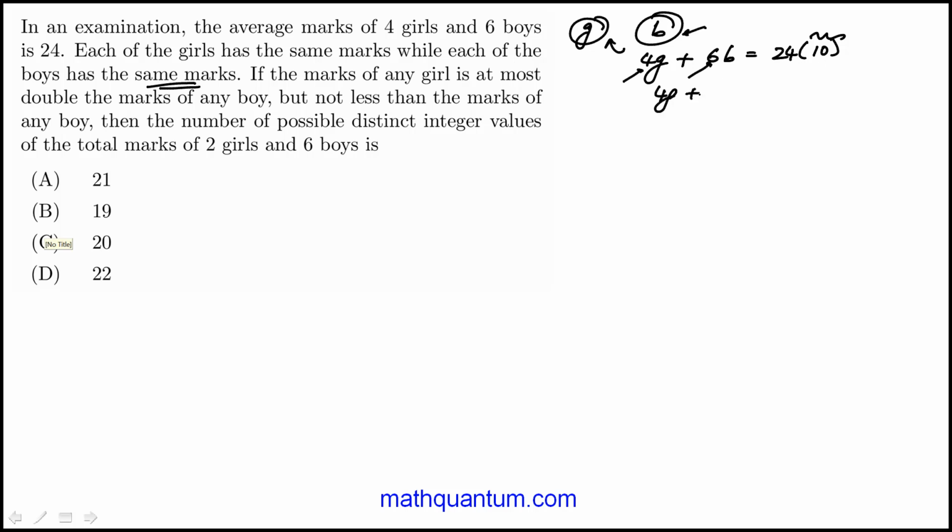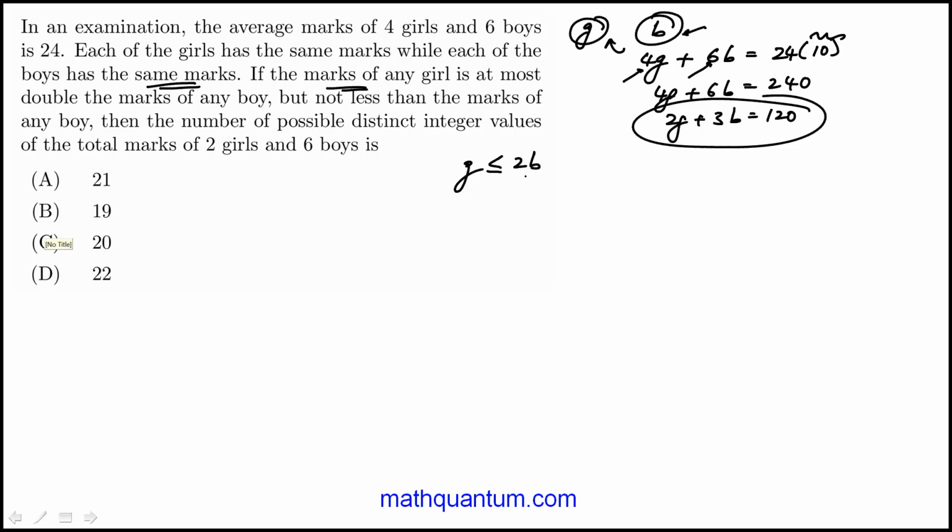So that's our first relationship, and I can reduce this by dividing by 2. So it simplifies to that. Now the next condition is that the marks of any girl is at most double the marks of any boy. So it has to be less than or equal to. And it's also not less than the marks of any boy. So it has to be greater than or equal to B. It can be equal. It just can't be less.